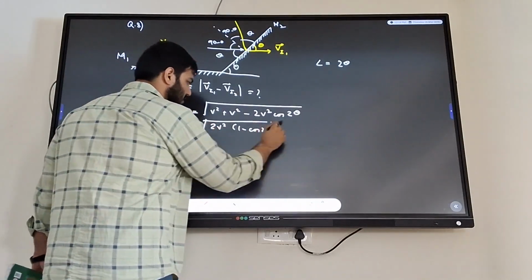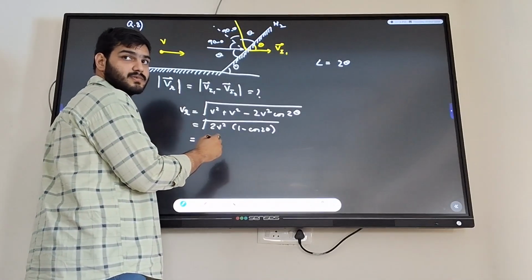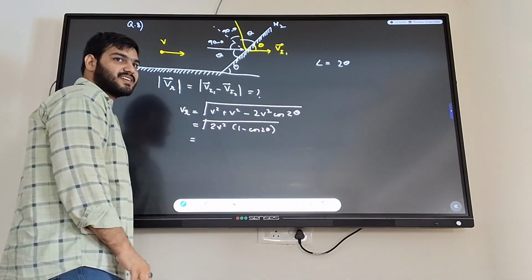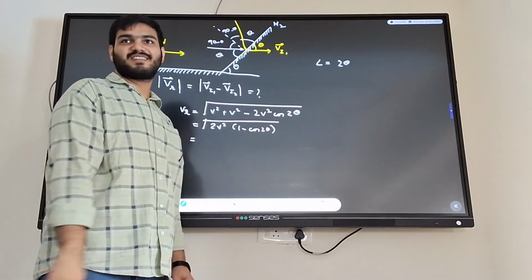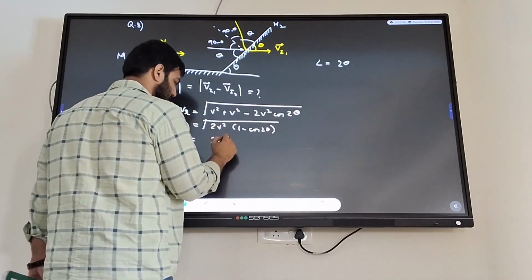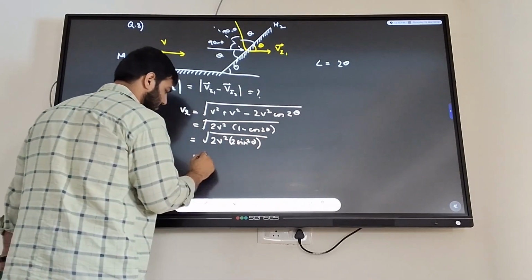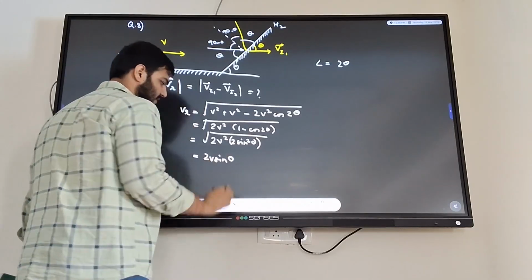What is 1 minus cos 2 theta then? 2 sin square theta. Then if I take the root, what will I get? 2v sin theta. And this is the answer.